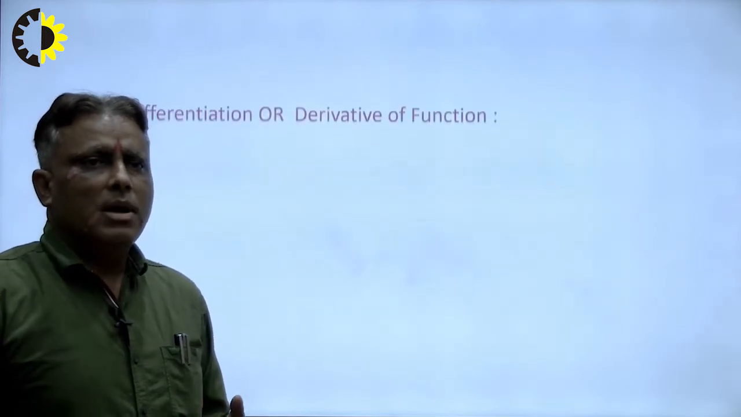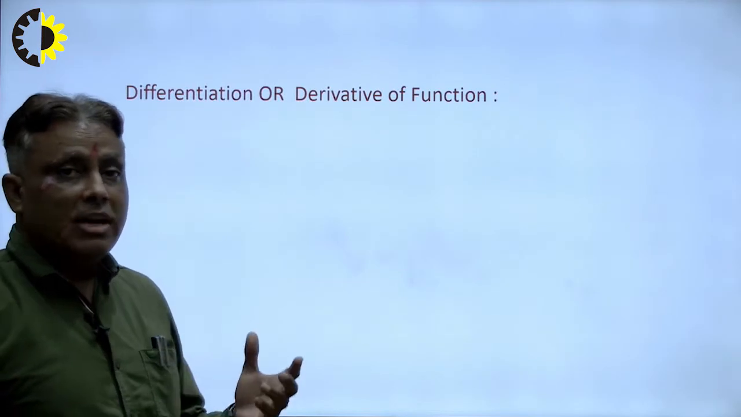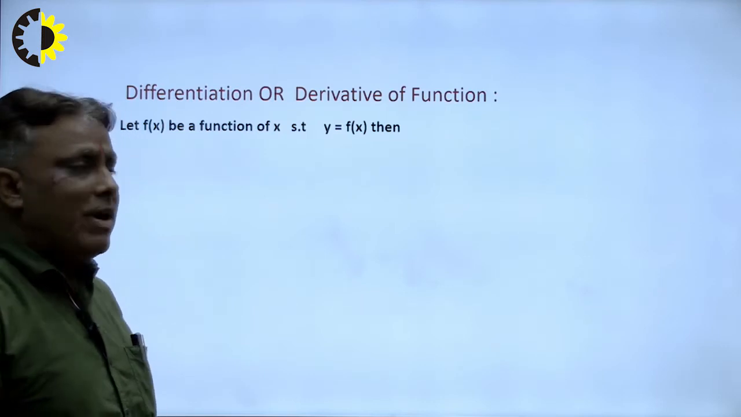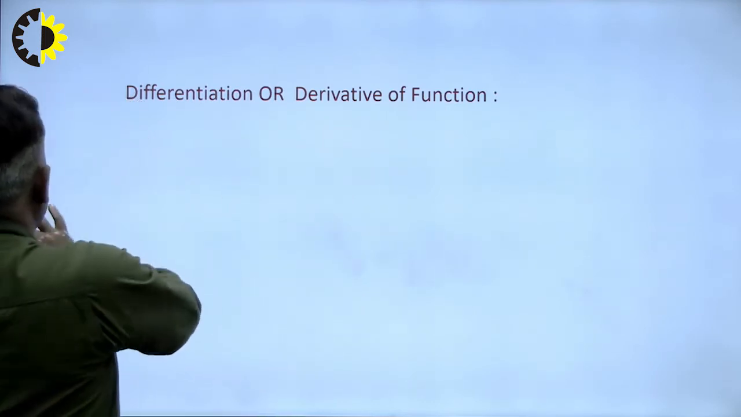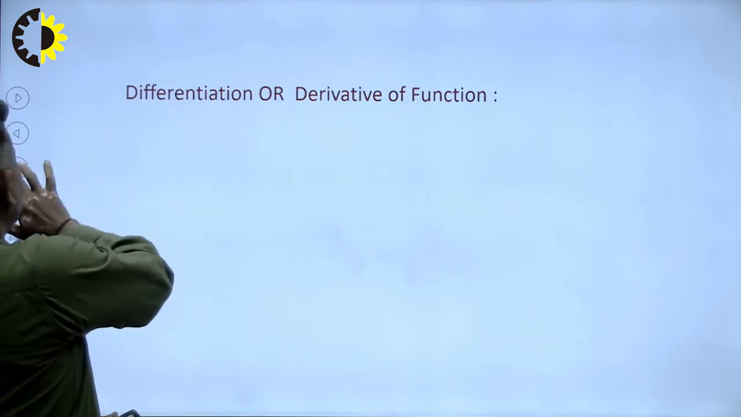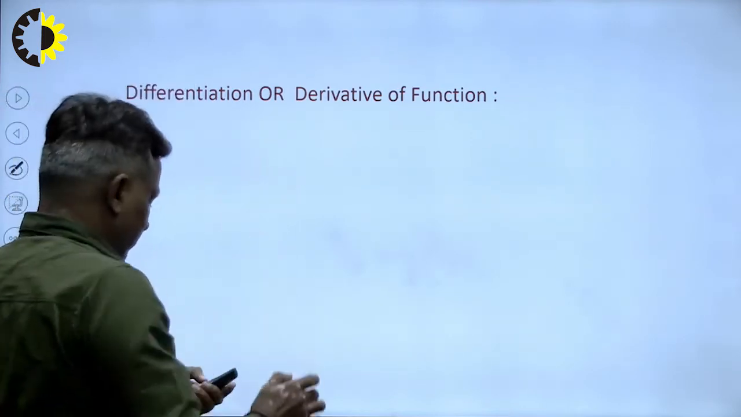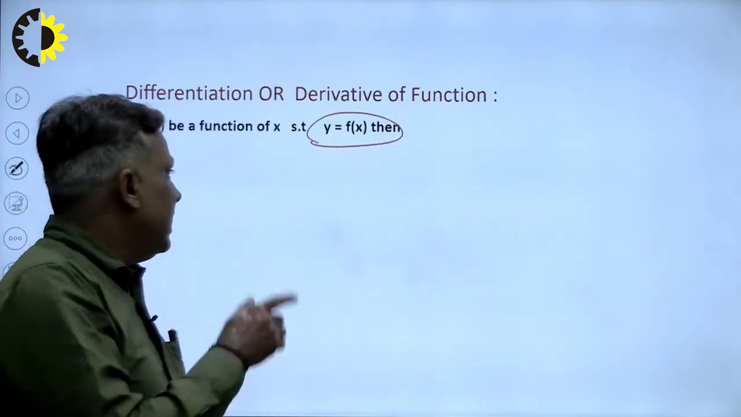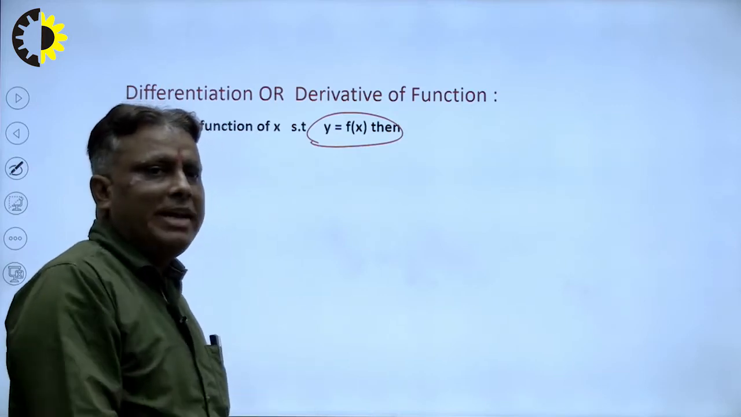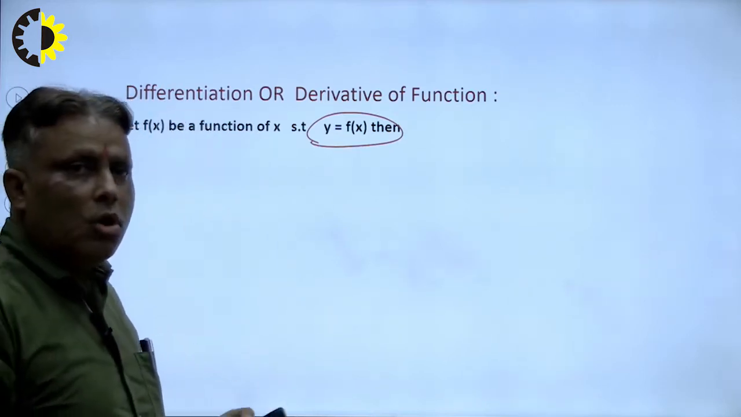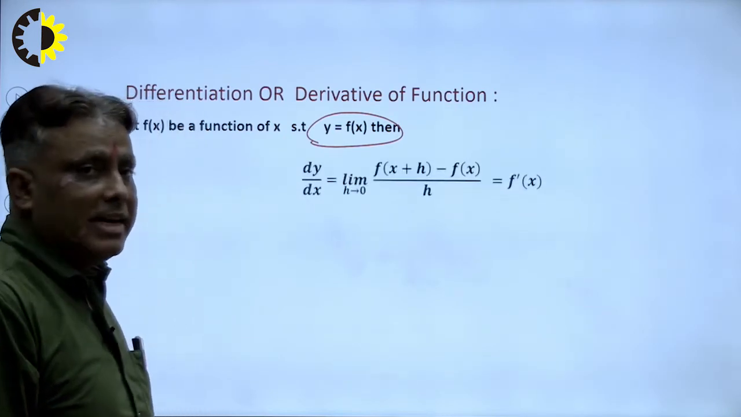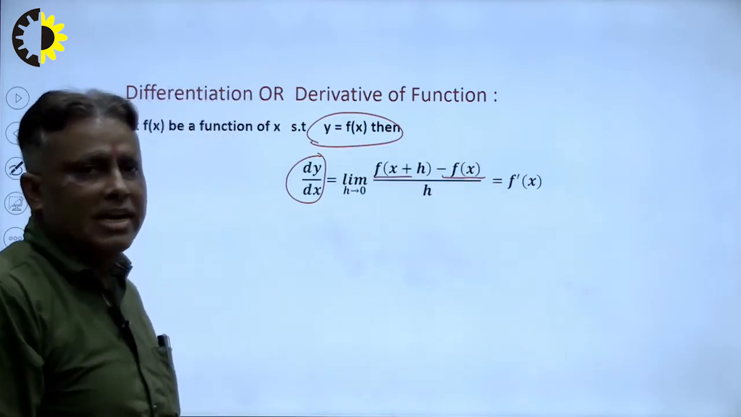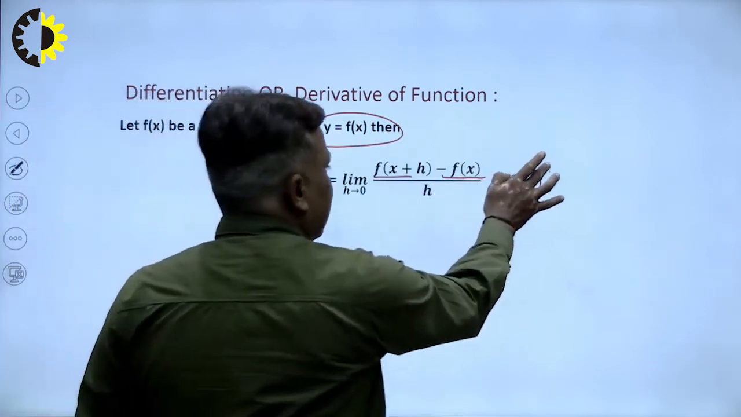Now, first of all, I explain again differentiation or the derivative of a function. Suppose I have a function y equal to f(x). Y depends on x here, which means x is the independent variable and y is the dependent variable. So what is the role of differentiation here? dy over dx is the limit as h tends to 0 of f(x plus h) minus f(x) upon h, and that is known as f dash x.